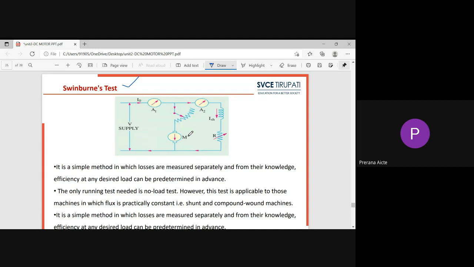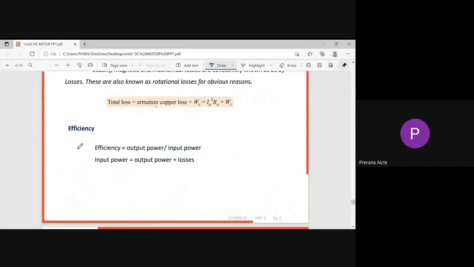And for predetermination, we take approximate load currents. From that we calculate the copper losses. Then we evaluate efficiency. See here what is the efficiency. We already know that the efficiency of any machine is output power by input power. Input power is nothing but output power plus losses. Here what are the losses? Variable losses plus constant losses.